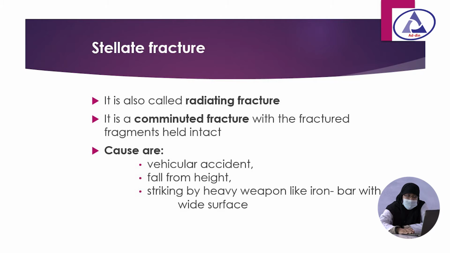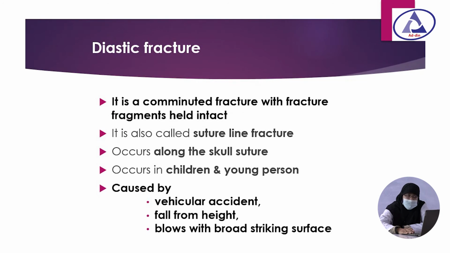In case of stellate fracture, comminuted fractures are involved, with the fragments held intact and the manner is radiating. Causes are vehicle accident, fall from height, striking by heavy weapon like an iron bar or with a wide surface. In case of diastatic fracture, it is a comminuted fracture with fracture fragments remaining intact. Suture line fracture occurs along the suture of the skull. Commonly occurs in young persons as well as children. Causes are vehicle injury, fall from height and blows with a broad striking surface.